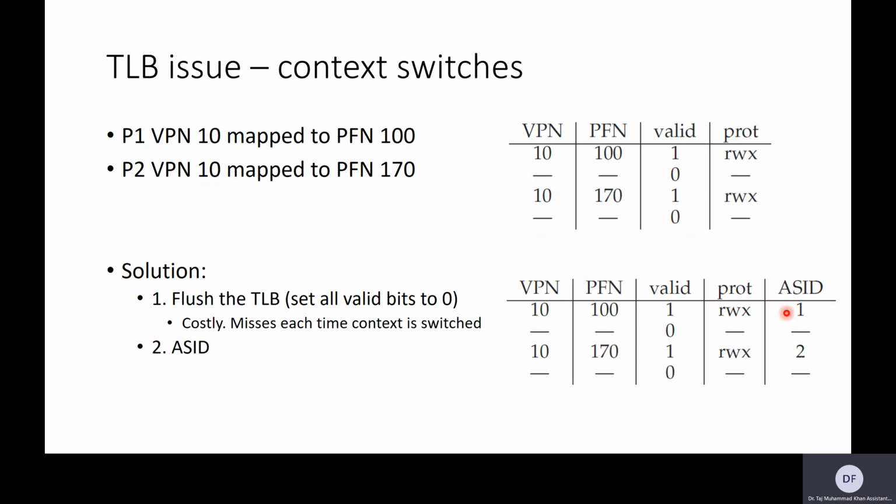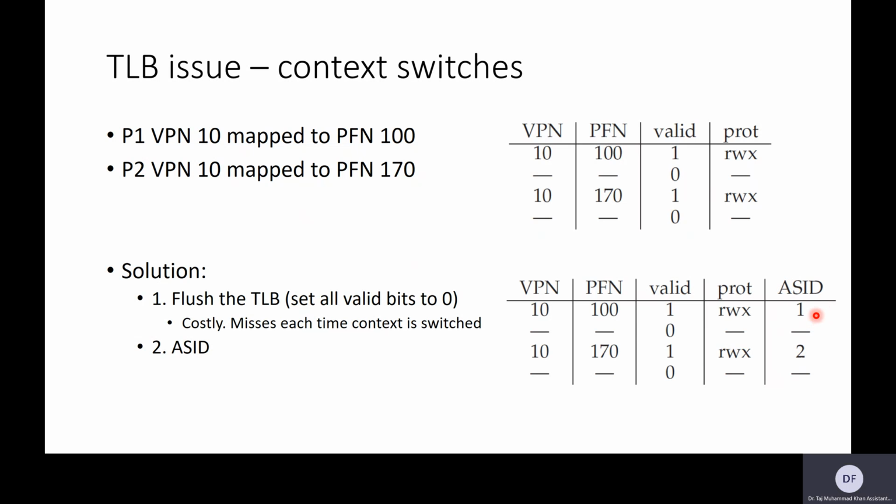So what address space ID bits are, is that they identify the process. For example, when two processes are running and both are accessing their page table virtual page number 10, their entries would be stored in the TLB, and for the same virtual page number 10, we have two different physical frame numbers. That's because they belong to two different processes.